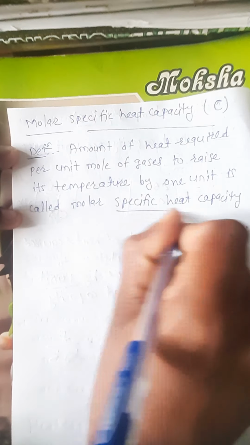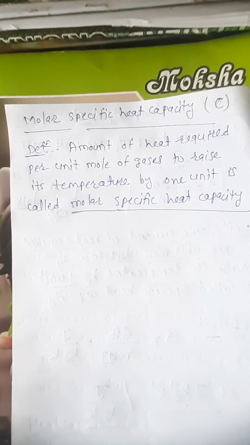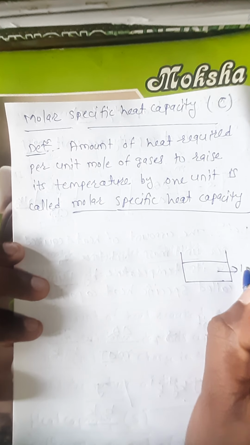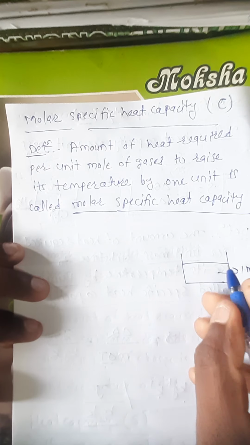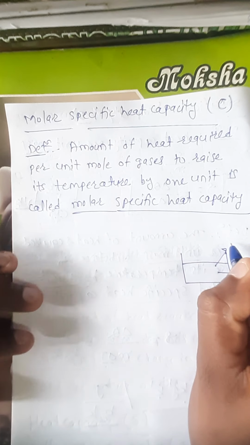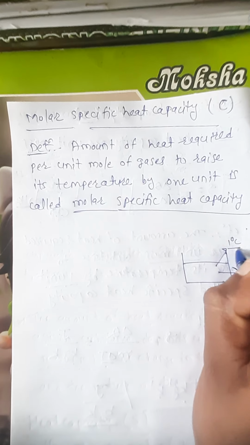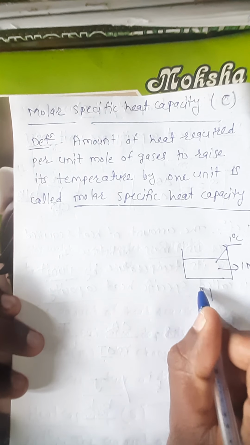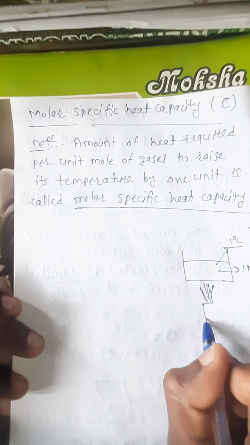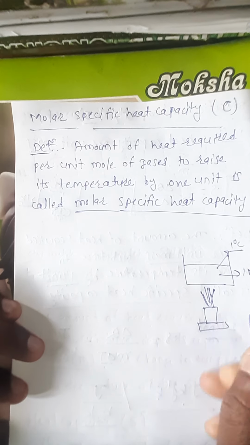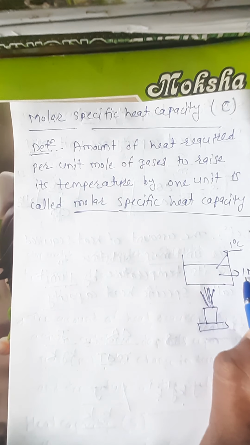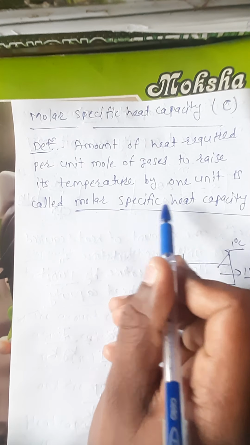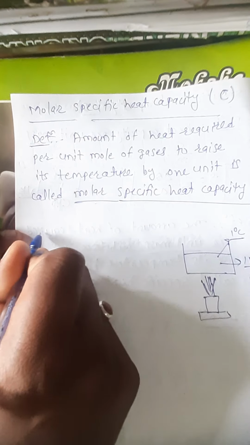Molar specific heat capacity means we have to take 1 mole of gas, and we want to raise the temperature of 1 mole of gas by 1 degree Celsius or 1 unit. For that purpose, whatever amount of heat is required to raise the temperature of 1 mole of gas by 1 degree Celsius is known as molar specific heat capacity, and it is denoted as C.